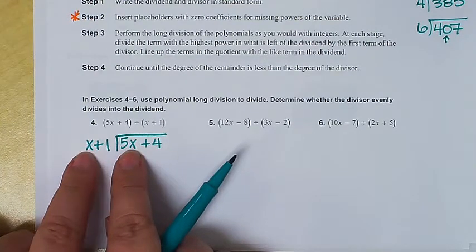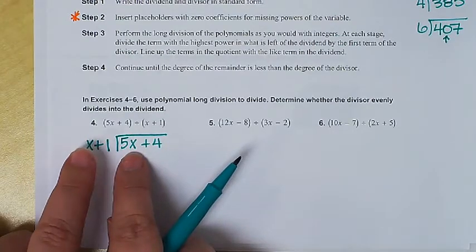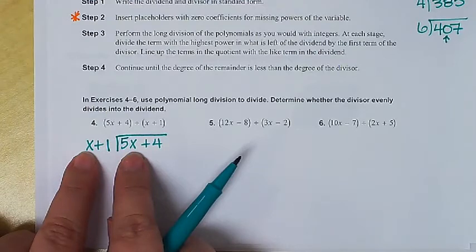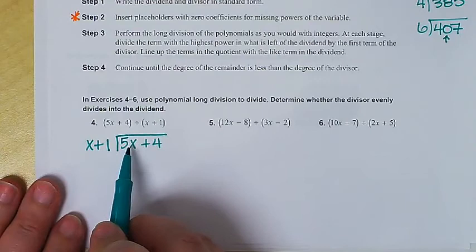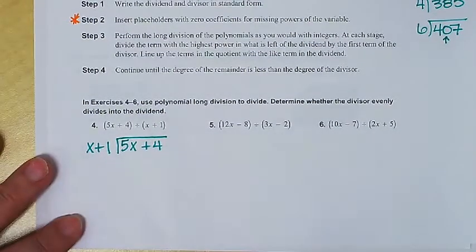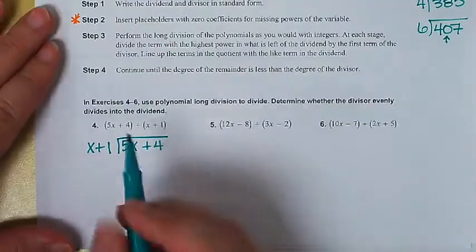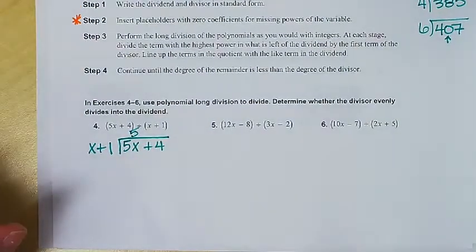Okay, that's like saying how many times does x go into 5x? But with polynomials, I think it's a little easier to think about it as, if I have an x here on the left, x times what number would give me 5x? And hopefully you answered 5, right? X times 5 would give me 5x. And you'd be right, and that's what we're going to write up here at top. So 5 is our first part of our answer here.